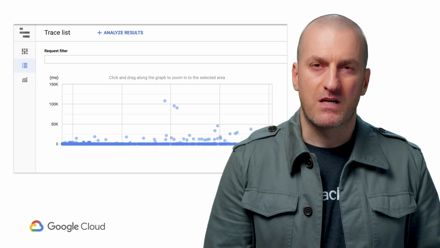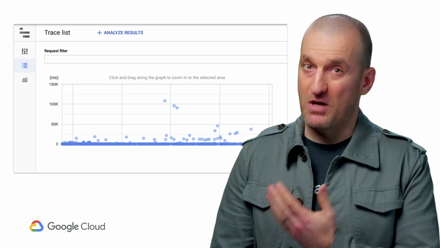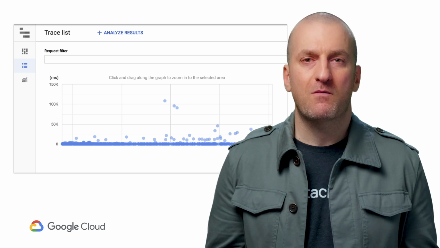We'll use Trace to do that. Let's switch to the Trace list and get right into it. There are definitely some requests that are taking quite a long time. Let's pick one of these and see what could be causing our problem.